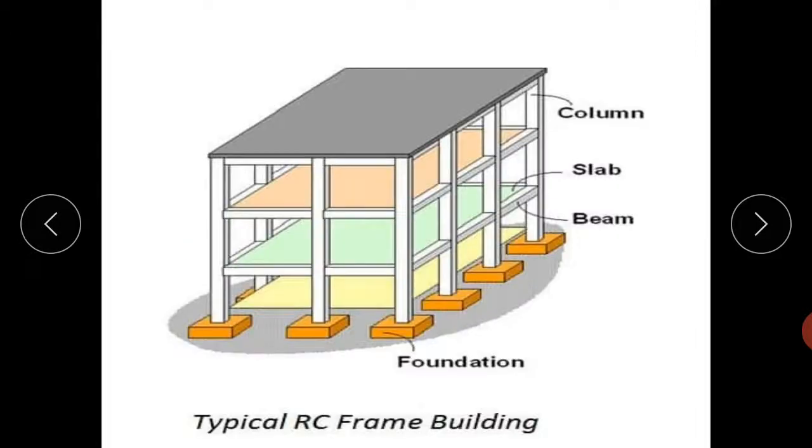So in the picture, a typical RC frame building is shown. This horizontal plate-like structure is known as slab, which is resting on a horizontal member which is known as a beam. The beam is connected with the column, a vertical member, and this column is supported by this element which is known as foundation, and the foundation is supported by the hard soil.